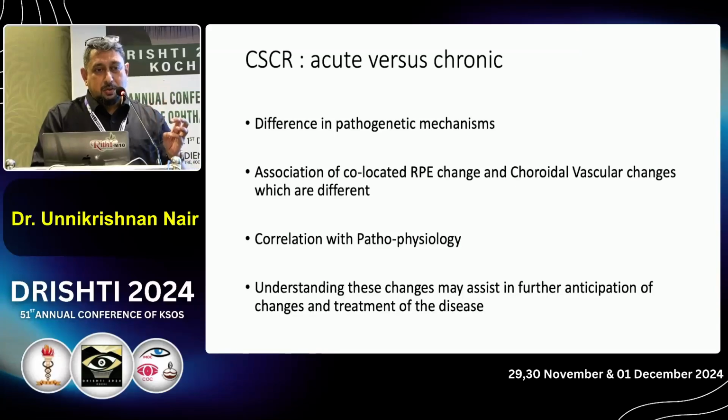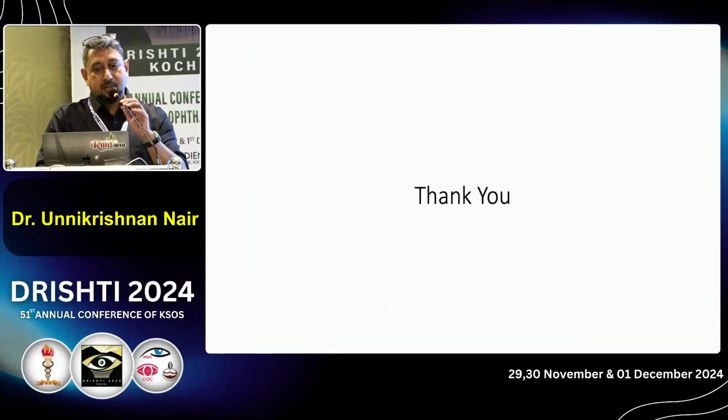So there are different pathogenic mechanisms due to different thicknesses, different nature of the choroidal vessels, and probably a progression from an acute to a chronic because of lack of release of the pachychoroid disease underneath. So understanding this may help us understand the future of anticipating these changes and treatment of the disease. Thank you.